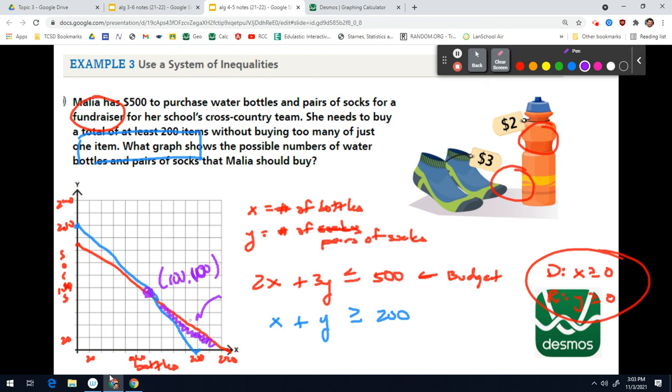So again, hopefully you see that through this we are able to use Desmos to help us. Do as much graphing by hand as possible, but once it gets to these big numbers, why not use the Desmos graphing calculator?